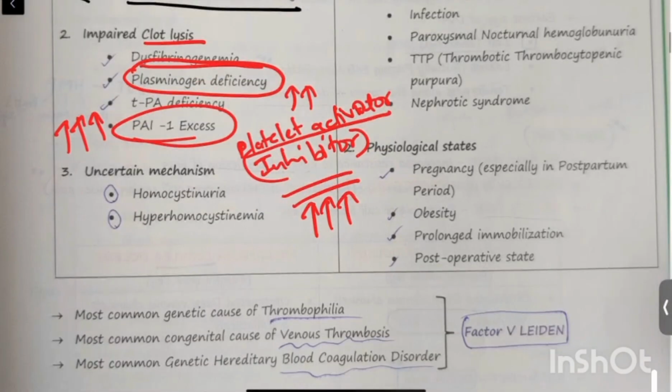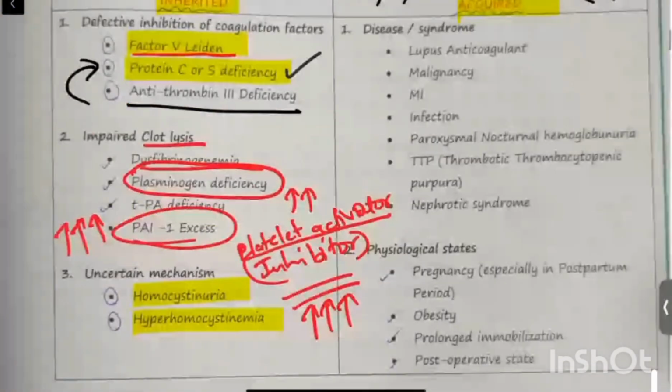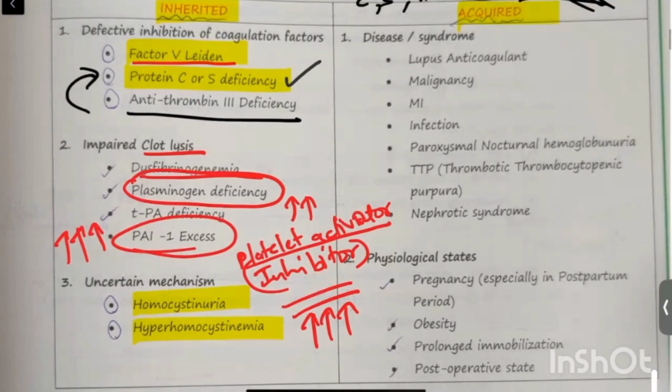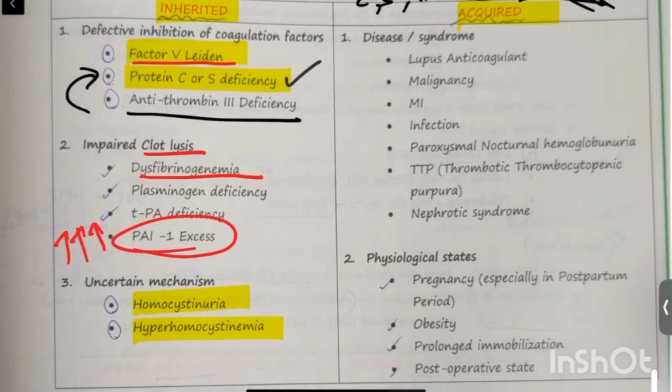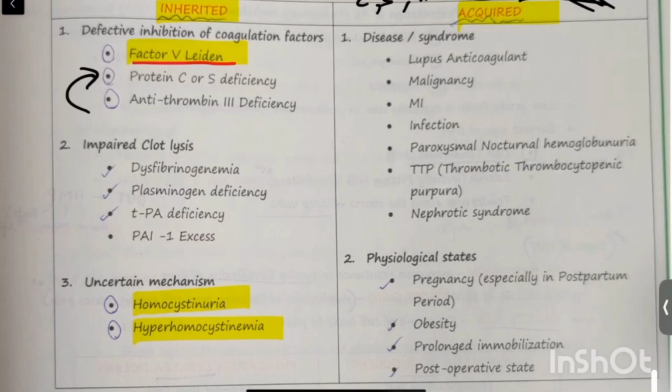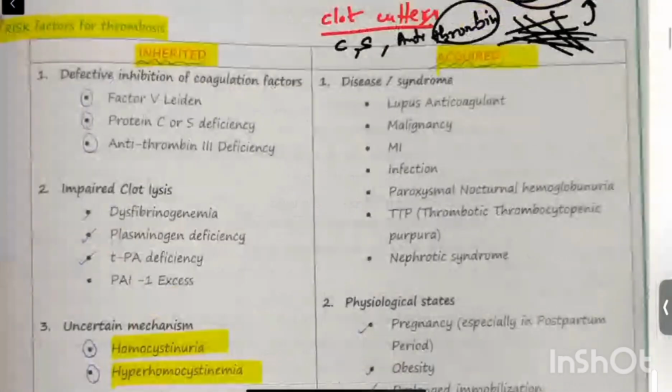Other than that, there are certain uncertain mechanisms which cannot be explained, like homocystinuria and hyperhomocysteinemia. It has been found that in these conditions there is an increased clot forming tendency in our body. So this is about inherited causes or inherited risk factors for thrombosis. What are the acquired risk factors for thrombosis?